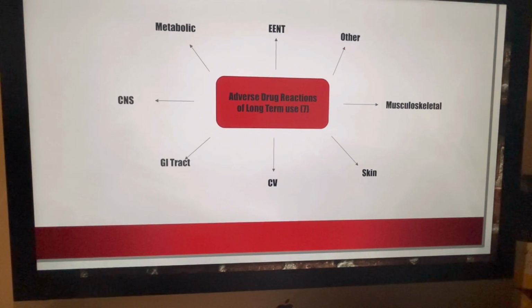The GI tract, it can cause GI irritation. That's why he was told to take it with milk and food. It can cause hypoglycemia, muscle weakness. It can cause acne and other things such as Cushingoid state. When the doctor suggests terminating the use of prednisolone, it should always be tapered.